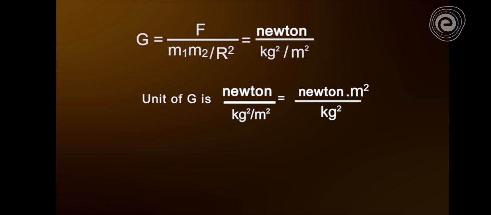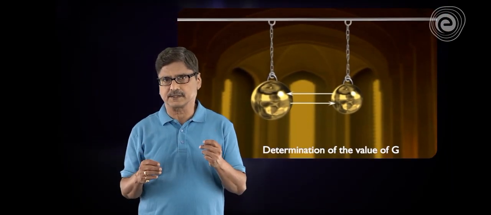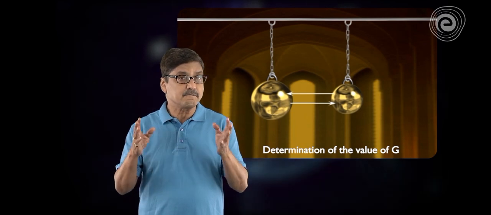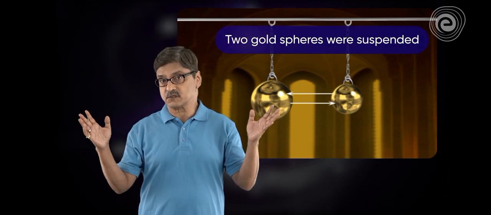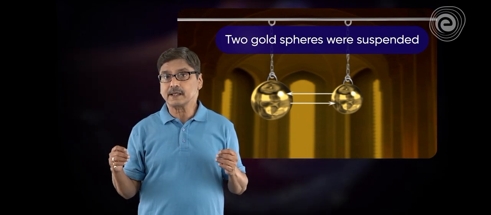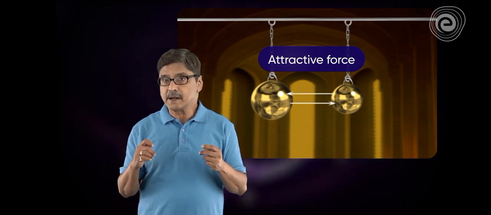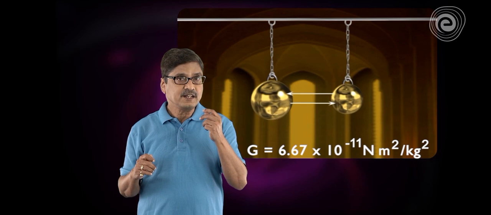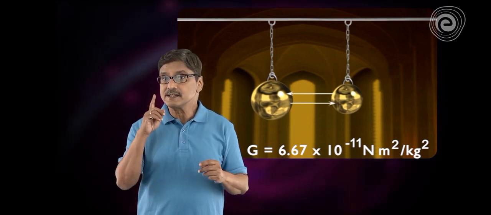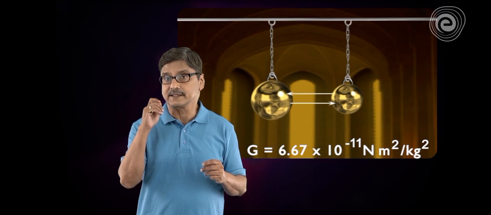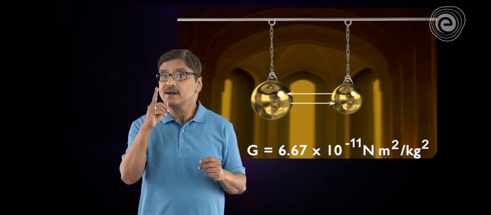Constant G will remain the same for any two objects anywhere in the universe. So G is known as the universal constant. Its value is very small. The scientists have determined its value from the experiments carried out very carefully. Two massive spheres of gold were suspended, keeping them very near. The force between the two spheres was measured. The experiment with gold balls gave the value of G is equal to 6.67 into 10 raised to minus 11 Newton meter square per kg square.